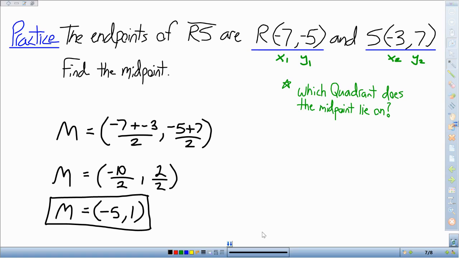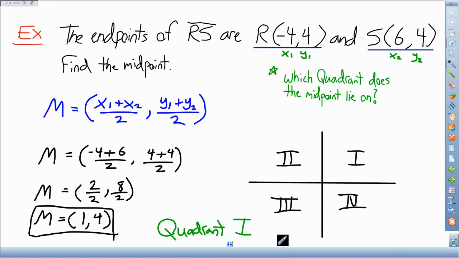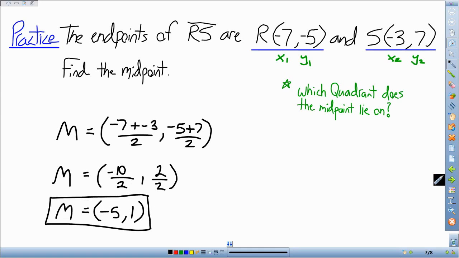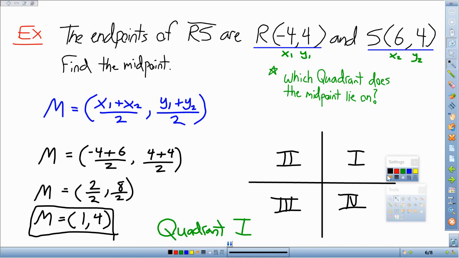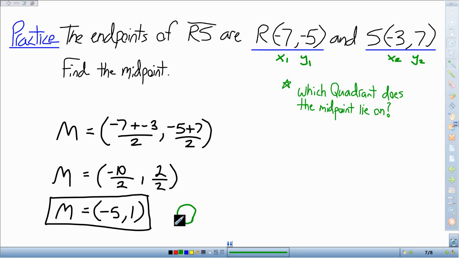Here's the bonus question: what quadrant does -5, 1 fall in? If I go back to my little graph, -5, 1 means we go to -5 on our x-axis and then up to 1 on our y-axis. We would land right there, and it looks like that would be quadrant number 2. Hopefully you got that bonus question right. If you didn't, go ahead and write it out: quadrant 2, or I guess we'll use the Roman numeral because we're fancy like that.